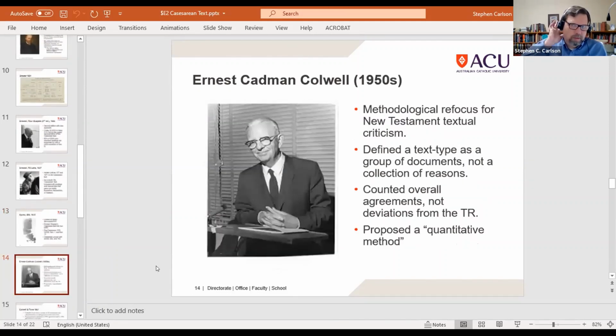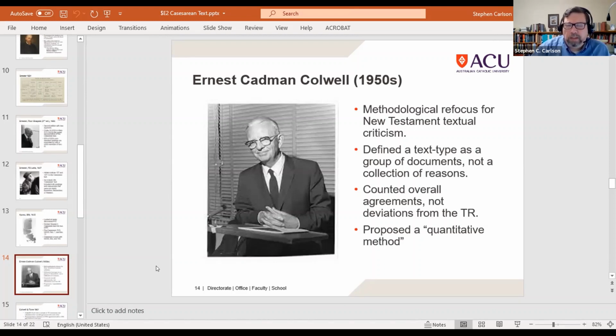Now we're going to get to Ernest Cadman Colwell, who's the leading American textual critic of the mid-20th century, the main guy before Bruce Metzger. And in the 1950s, he called for a methodological refocus for New Testament textual criticism. He thought the big problem in the field was just not having good methodology. Too many people are just doing their own thing and it's not tightly nailed down as the best way to do it.